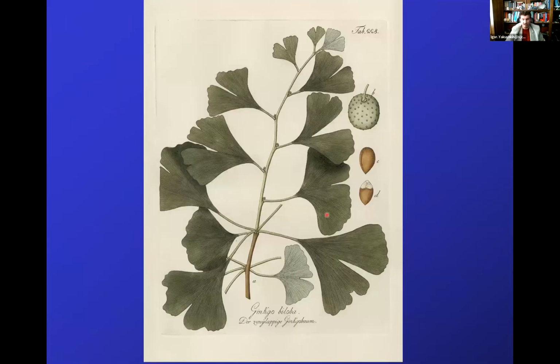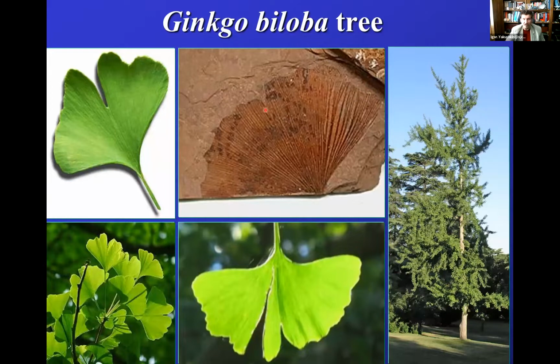And this is how the leaves look. As you can see, dark leaves. And what's really interesting is that those leaves, once again, we can trace down to trees several million years old. First of all, a very characteristic shape, and then the venation going out like a fan.